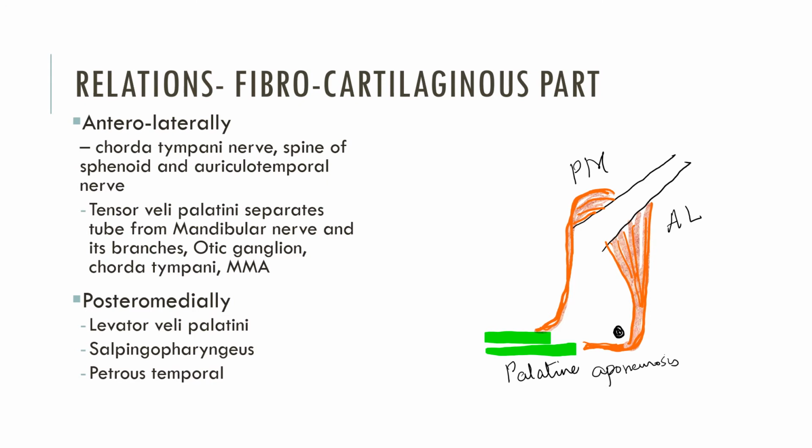So anterolaterally is this one. It is related to this muscle, that is tensor veli palatini, and posteromedially is levator veli palatini. This we have seen in the muscles of the soft palate. The tensor veli palatini, which originates from the anterolateral part of the tube, is also called dilator tubi because it helps to open the tube.